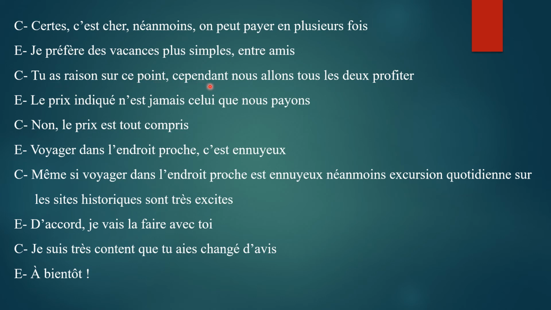Instead of using mais, I'm using here cependant. Cependant, nous allons tous les deux profiter. However, we both can enjoy together. Le prix indiqué n'est jamais celui que nous payons. The examiner is saying the price which is always mentioned is never what we have to pay. I'm saying no, le prix est tout compris. I'm making it comfortable. The prices are all inclusive.